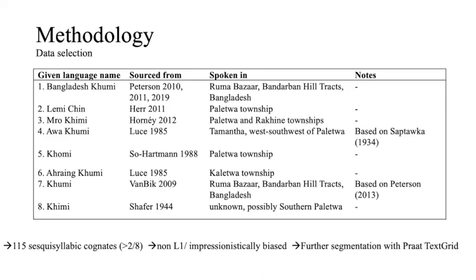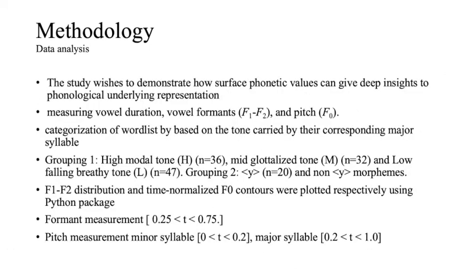In analyzing the data, the paper wishes to demonstrate how surface phonetic values can give deep insights into the phonological underlying representation through the acoustic output of the 115 sesquisyllabic words. We want to see if it is suggestive of associated phonetic targets or gestures regarding the segmental features of the minor syllable. And so we'll be measuring the vowel duration, F1, F2 values, as well as F0, the pitch. The 115 words were categorized into 3 categories according to the tone carried by their corresponding major syllables. I found the tonal categorization most telling and appropriate for the size of the study.